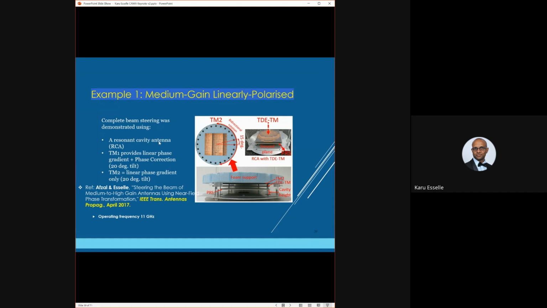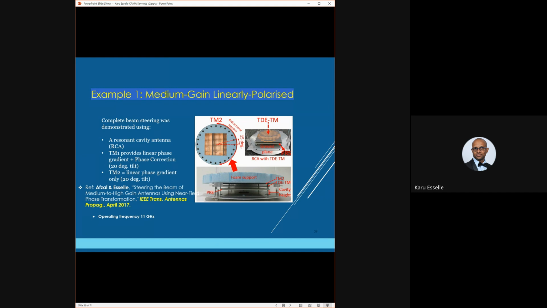Base antenna is a linearly polarized resonant cavity antenna. And we need complete beam steering, so we need two metasurfaces. But also, the base antenna is not really a good antenna, so it has phase error. So we have to phase correct the error as well. So for that, we need another phase correction metasurface.